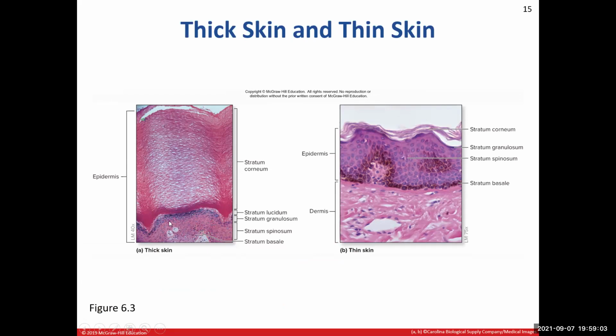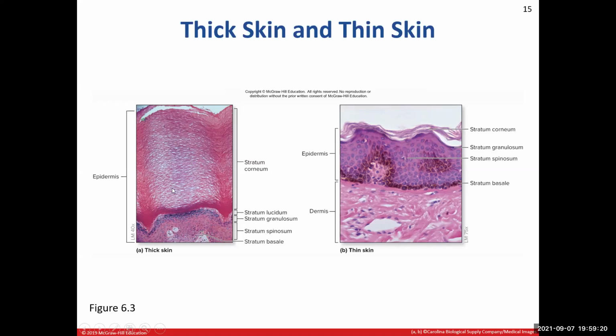But once we get up here to the granulosum, you'll see the same thing over here. Here's our stratum granulosum. We're starting to get thin. And then look, there's virtually no stratum corneum. And that's your thin skin. You won't have a stratum lucidum here.